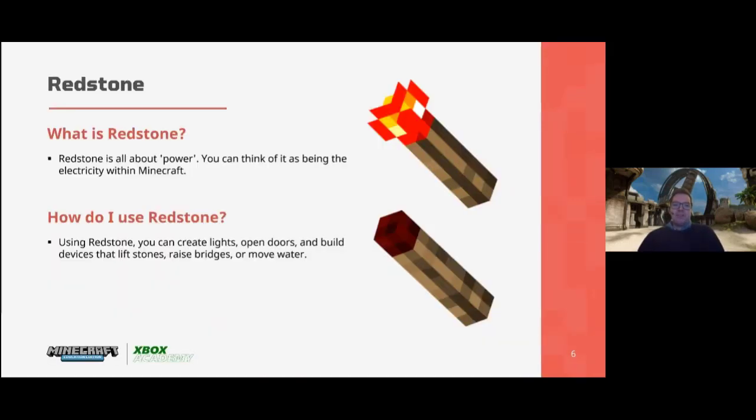So Redstone can be thought of as a power source in Minecraft. It can be on or off, a bit like electricity. Computing teachers, you can use the analogy of the two different states inside a computer, on or off, or 1 or 0. And you can use it to create lights, open doors, build devices and contraptions. We'll talk about that a little later, and even move water.